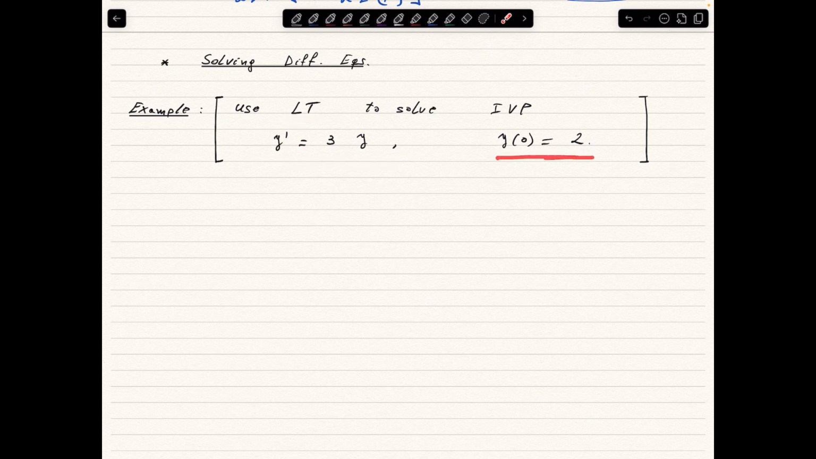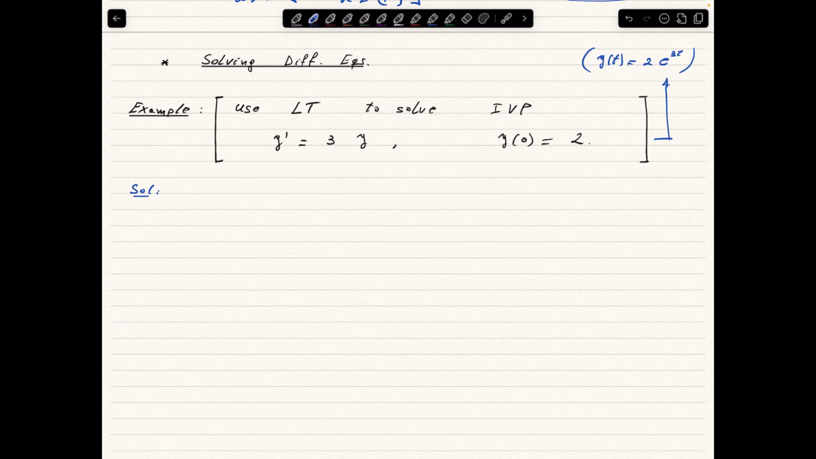This is an initial value problem. Recall, we know what the solution of this problem is, isn't it? The solution is, of course, y of t equals exponential 3t. We know that. But this is a toy problem, an example to solve it with the Laplace transform method. So, solution.